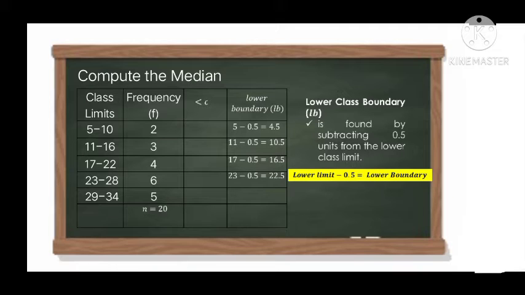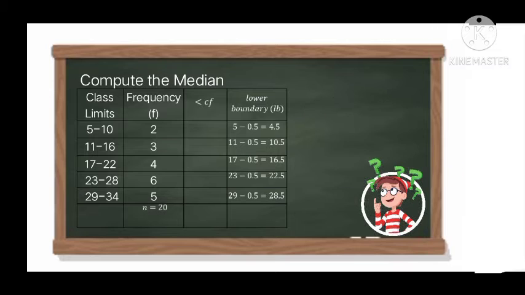16.5, 22.5, and 28.5. Now we're going to find the less than cumulative frequency.